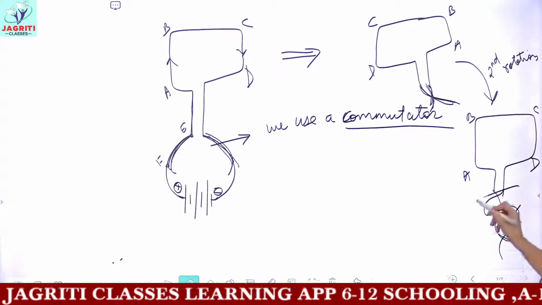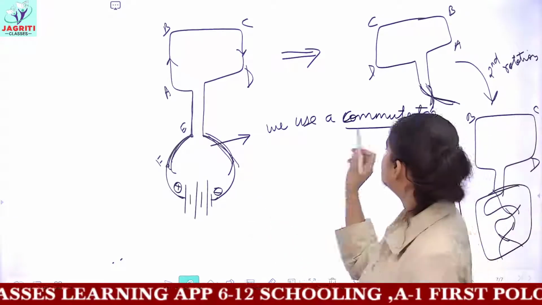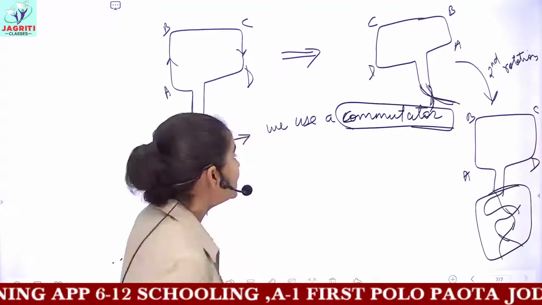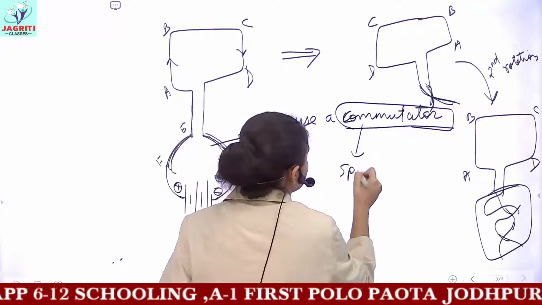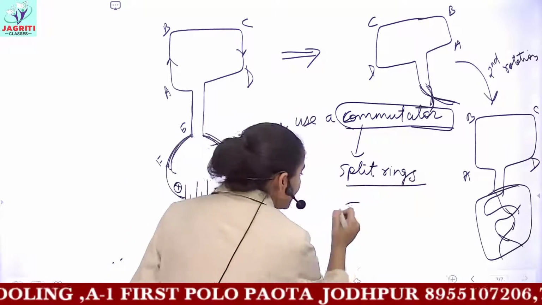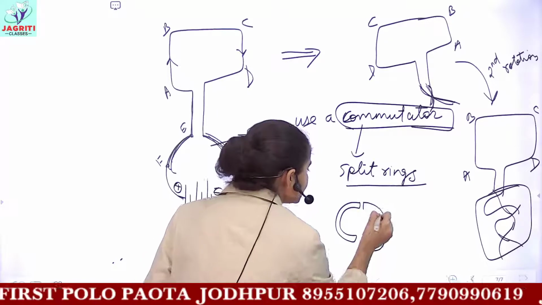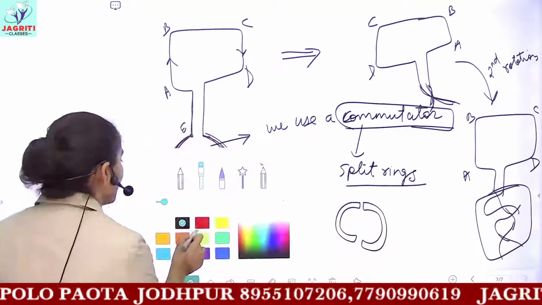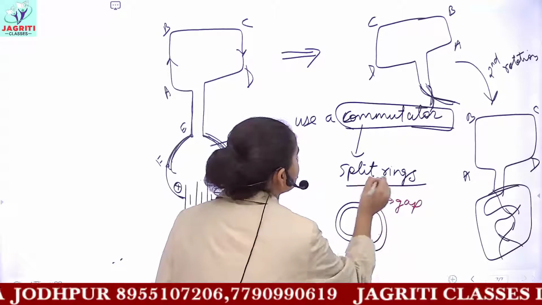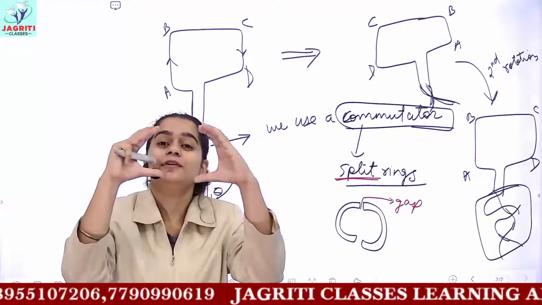So to prevent this kind of crossing of wires, I use a device which is called commutator. And commutator is a device which is made up of split rings. Split rings means what? You have two C-shaped rings, and they have a gap in between. This is the gap which they have in between, so they are called split rings because these are not connected to each other, they are far away from each other.